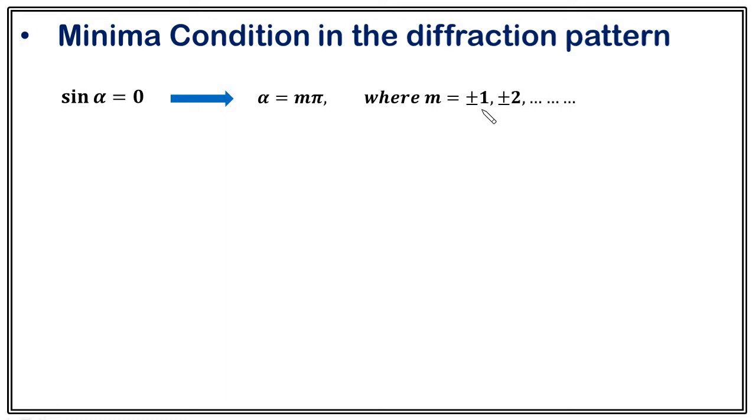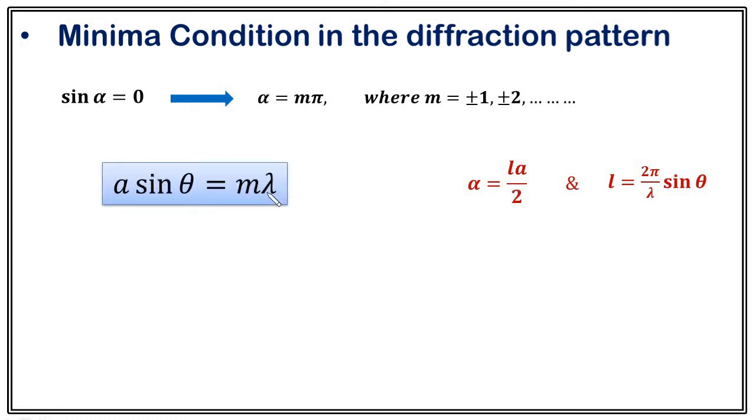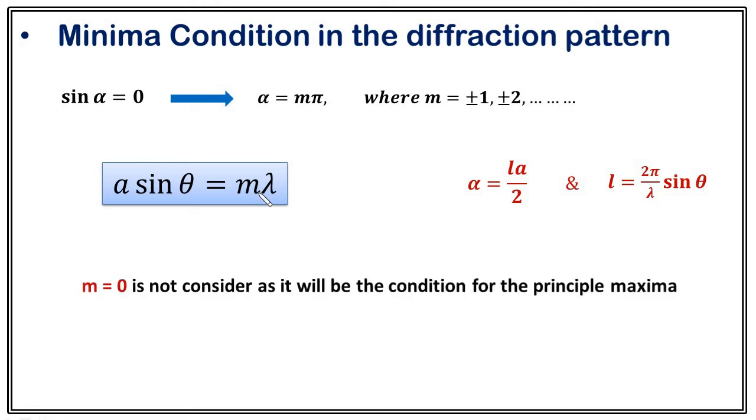So when alpha equals m pi, just substitute the value of alpha, which is La by 2, and then substitute the value of L, which is 2 pi by lambda sin theta. Then you will get a sin theta equals m lambda. This is a very important formula for this topic. As I said, m equals 0 is not considered because it will be the condition of principal maxima. The condition for diffraction minima is a sin theta equals m lambda, where m decides the order number. If m equals 1, then it will be the first diffraction minima. If m equals 2, it will be the second diffraction minima, and so on.